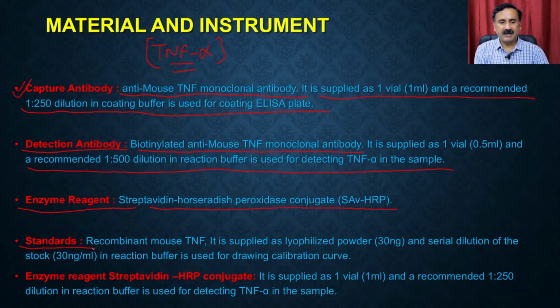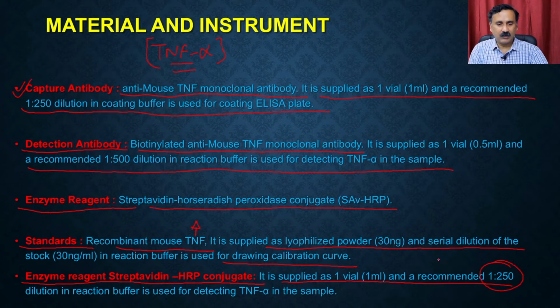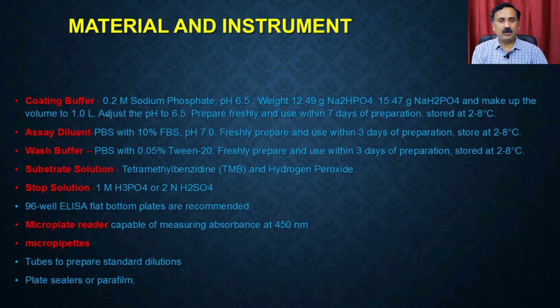Then it requires the standard. In this case, you require the standard recombinant mouse TNF alpha, and that is also going to be supplied as lyophilized powder, and that can be used to draw the calibration curve. Then you require the enzyme reagent streptavidin HRP conjugate, supplied as 1 vial, and you can use 1:250 dilution. Then you require the coating buffer, the acid diluent, the wash buffer, and the substrate solution. TMB is the substrate we are going to use along with hydrogen peroxide.